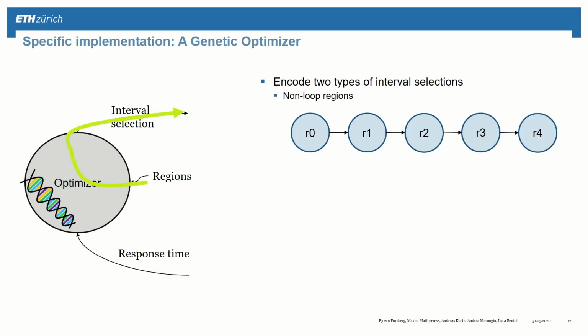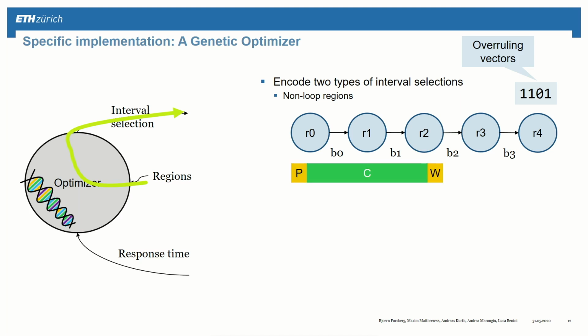First, for non-loop intervals, we use the familiar representation from before, and we decorate it with Boolean values, which allows us to encode how intervals are selected in a binary string. This, in turn, is the overruling vector. Having the overruling vector 1, 1, 0, 1 here means that B0 and B1 connect an interval as such, and the 0 at B2 means we split an interval and then connect with B3 a new interval. This gives us a way to transform regions into new intervals.